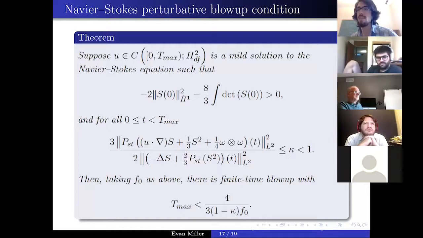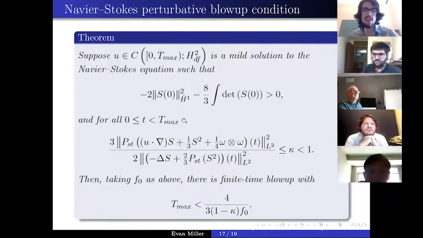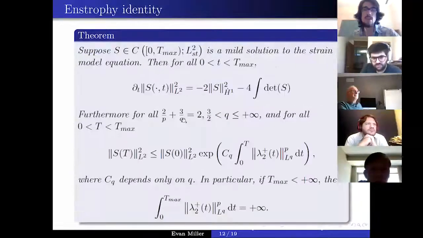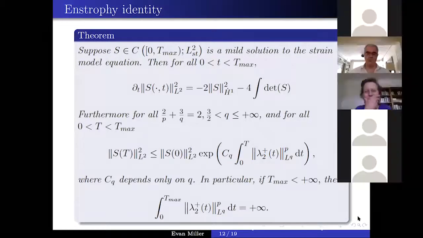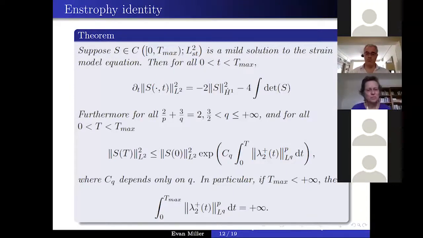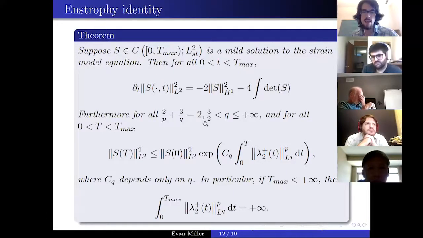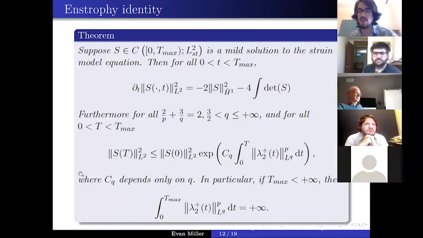So we have the enstrophy equality, meaning that the differential identity for enstrophy is the same in the model equation as in the full equation. But this isn't negative, right? We have this term as well. So it respects the structure of enstrophy growth, but it doesn't respect any conserved quantities at all.